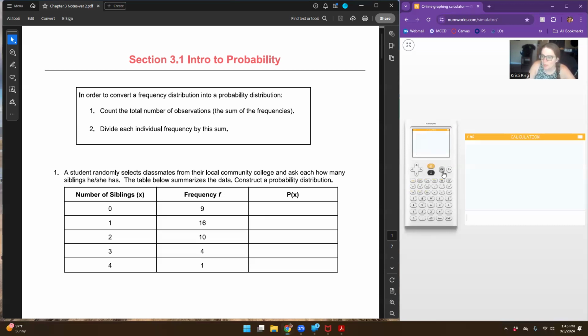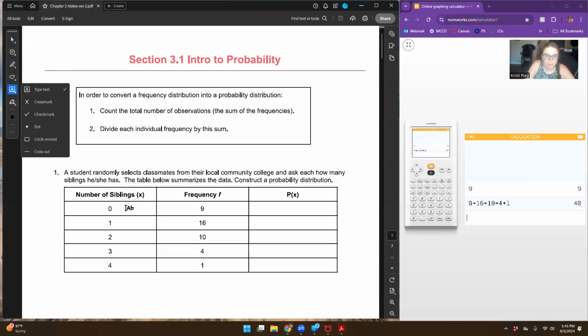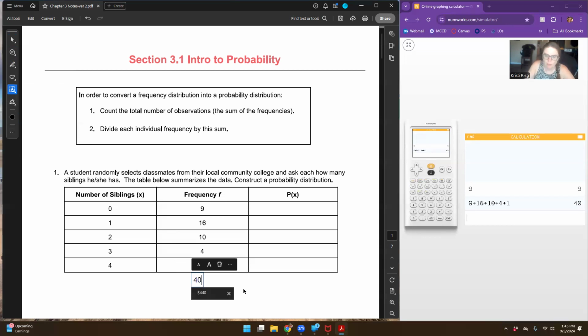Okay, so we are on calculation. That gets us here. I'm going to add up these numbers right here. You can just type them in. Oops, I forgot my plus sign. Okay, 9 plus 16 plus 10 plus 4 plus 1. Then I hit execute or enter, and I get 40. So for this problem, I have a total of 40 in this column.